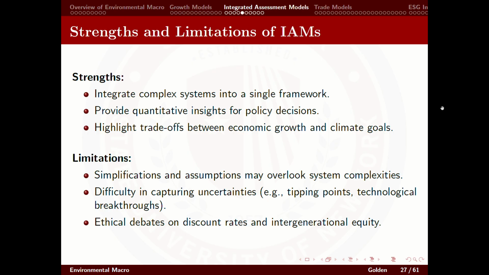Strengths and limitations of these models. They help integrate complex systems into a single framework. They provide quantitative insights for policy decisions. And they highlight trade-offs between economic growth and climate goals. However, they make a lot of simplifying assumptions that overlook system complexities. I think this is really the biggest problem that these have, is that often they dramatically overestimate how bad certain levels of climate change will be. And they have difficulty thinking about tipping points and technology breakthroughs in capturing uncertainties.